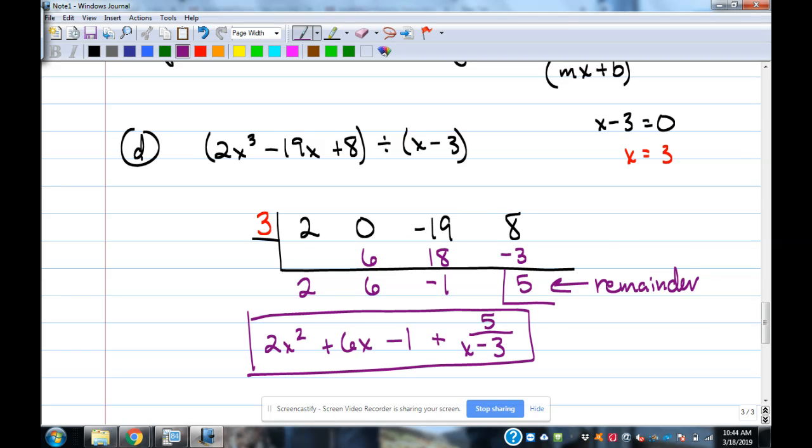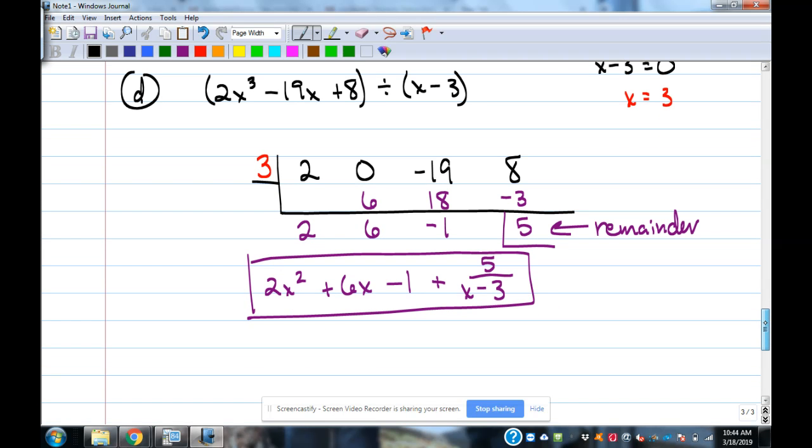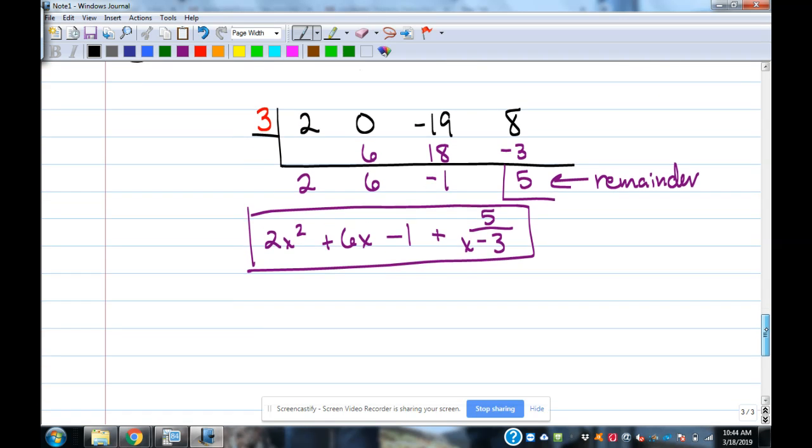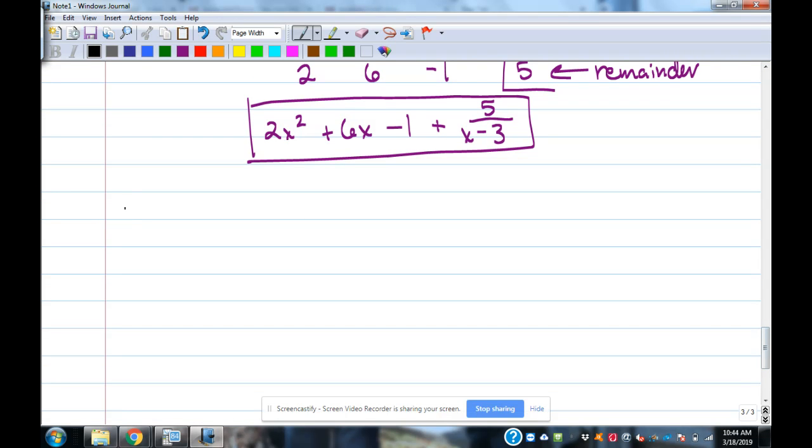Much shorter process than long division and much less room for error because you don't have to deal with the double minus signs and all that stuff that's going on with the subtraction in long division. Synthetic division simplifies things a lot, but it only works with linear divisors. It breaks the power down by 1. Let's look at another one.